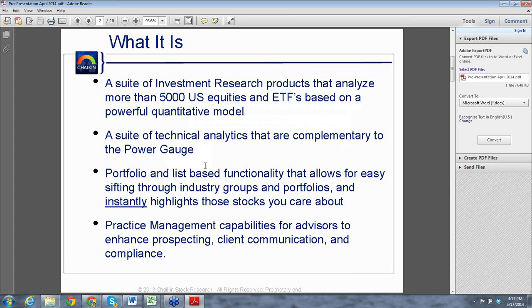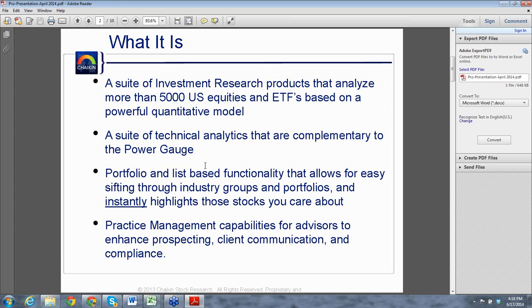So that's about picking stocks, in addition to simply individual equity analysis and doing group analysis, which allows you to go both top-down and bottom-up. We also offer significant portfolio and list-based functionality that allows for easy sifting through those industry groups, multiple portfolios, and importantly, instantly highlights stocks you might care about.